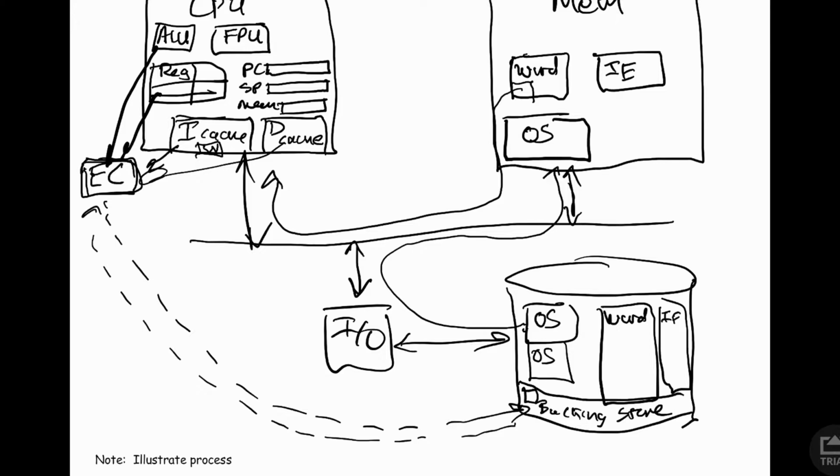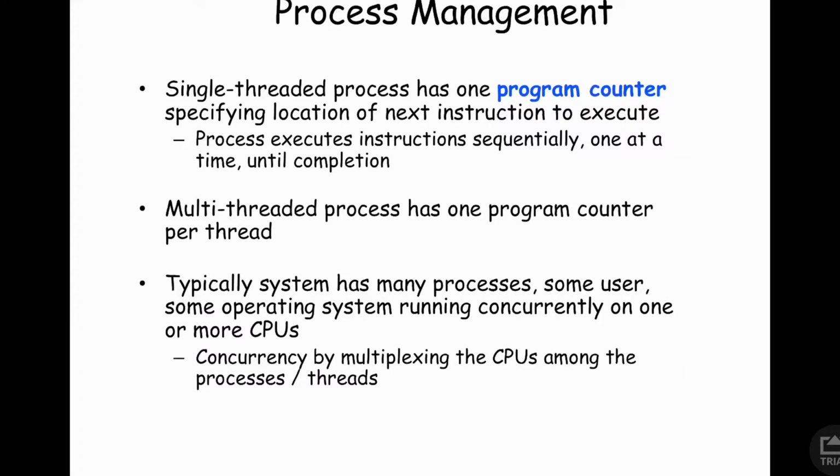Okay, so a process is nothing more than a program in execution. And in order to switch between processes, you need to save the context, i.e., all that information for the process that happens to be on the CPU when it's running. Okay, so let's talk a little bit more about process management.